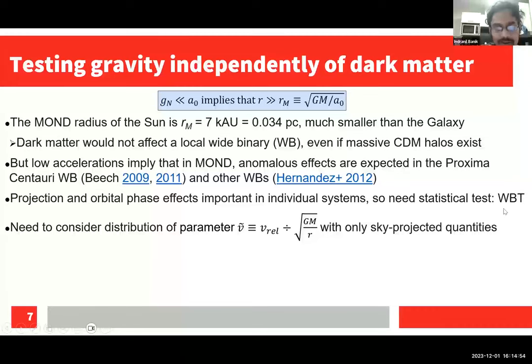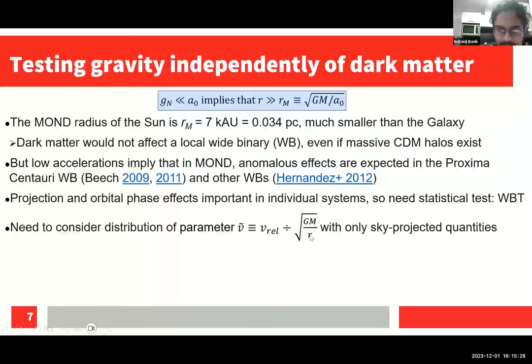on in this talk. The way that works is you need to consider the parameter V tilde, which is the relative velocity between the stars within the sky plane. Though if you had the data, you could use a 3D version. But we'll be focusing on using the sky projected relative velocity divided by the square root of GM over r. M is the total mass of the binary. r is the projected separation. This is, by the way, the Newtonian circular velocity of the wide binary, assuming its separation is r sky.